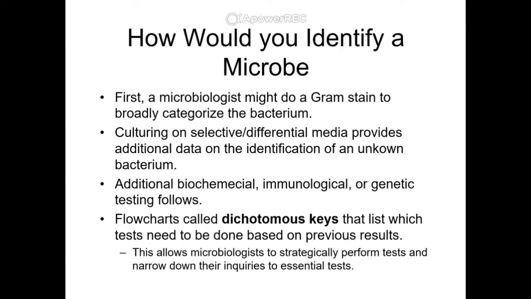Furthermore, additional biochemical, immunological, or genetic testing may follow that looks at the physiology and metabolism of this organism. Microbiologists can use what are called dichotomous keys, and these are flowcharts that have lists of tests that need to be done, and based upon the outcome of those tests, which tests should be followed up. And this allows microbiologists to strategically perform tests and narrow down their inquiries to just the essential tests.